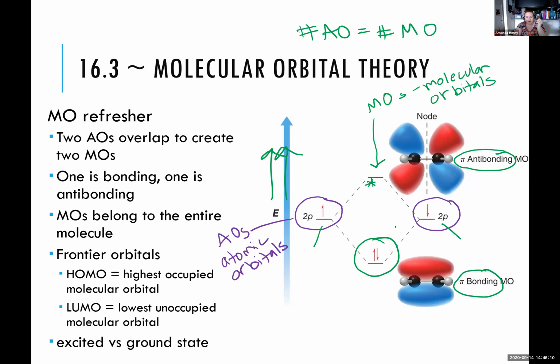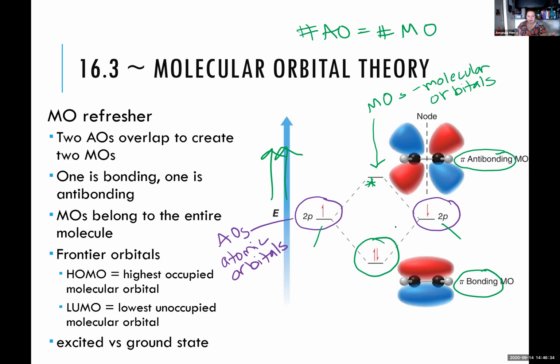So a bonding molecular orbital is essentially what we think of when we think of bonding. We take one electron from one carbon, we take one electron from another carbon, they come together, and now we have a filled orbital. So we're taking two half-filled orbitals, overlapping them, and creating a filled orbital, creating a bond.